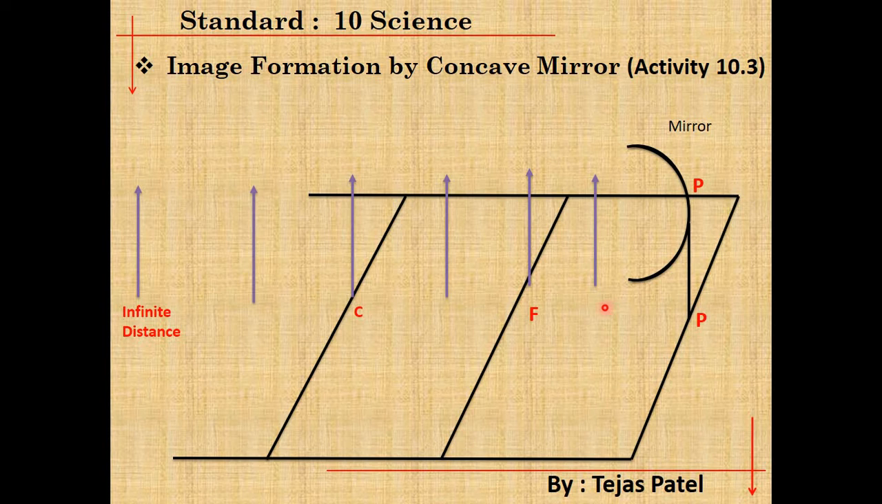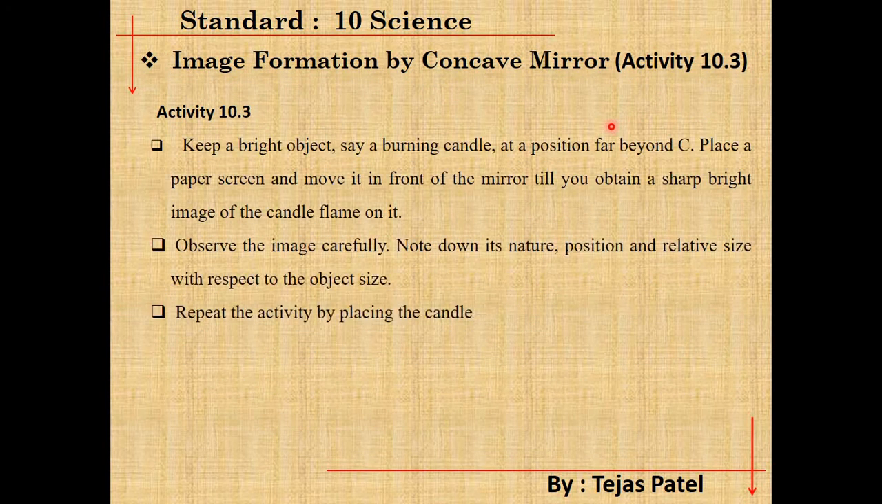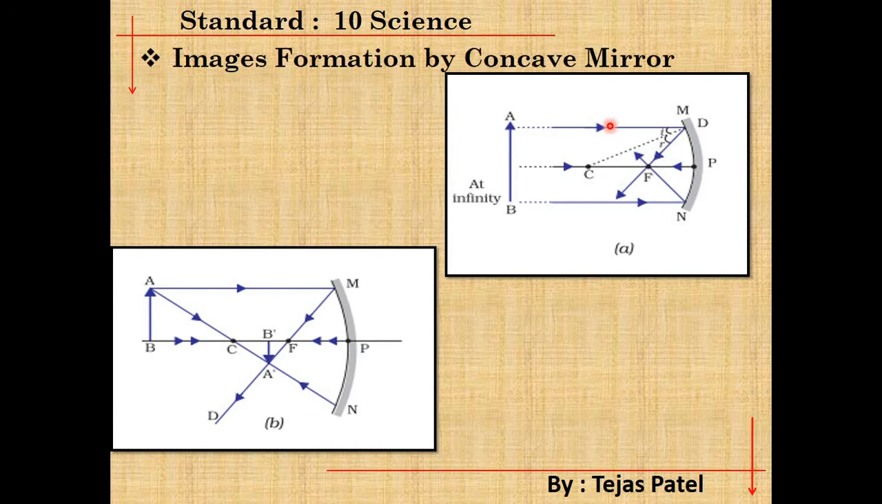So this is a simple activity that shows the image formation by concave mirror. This is all the activity we have seen. Now for image formation by concave mirror, we are going to see the 6 cases turn by turn.